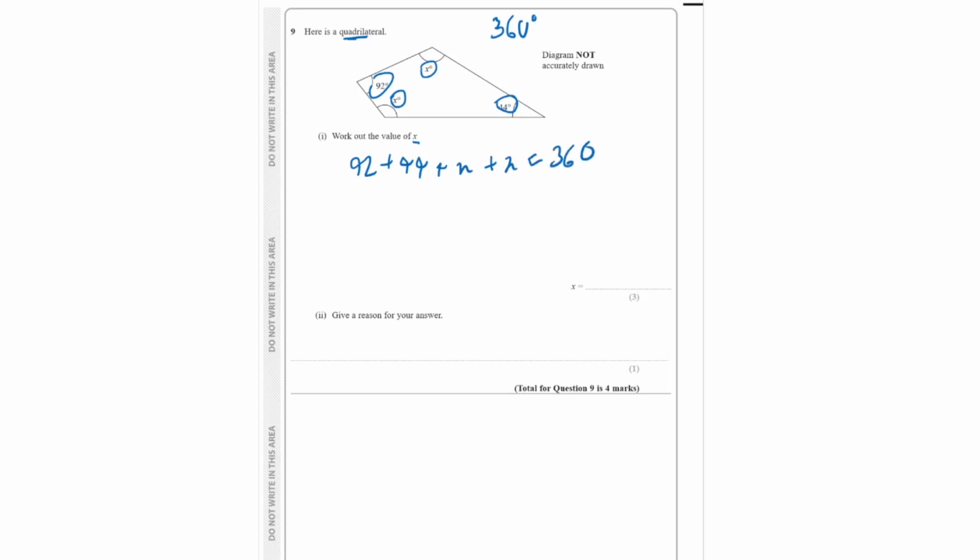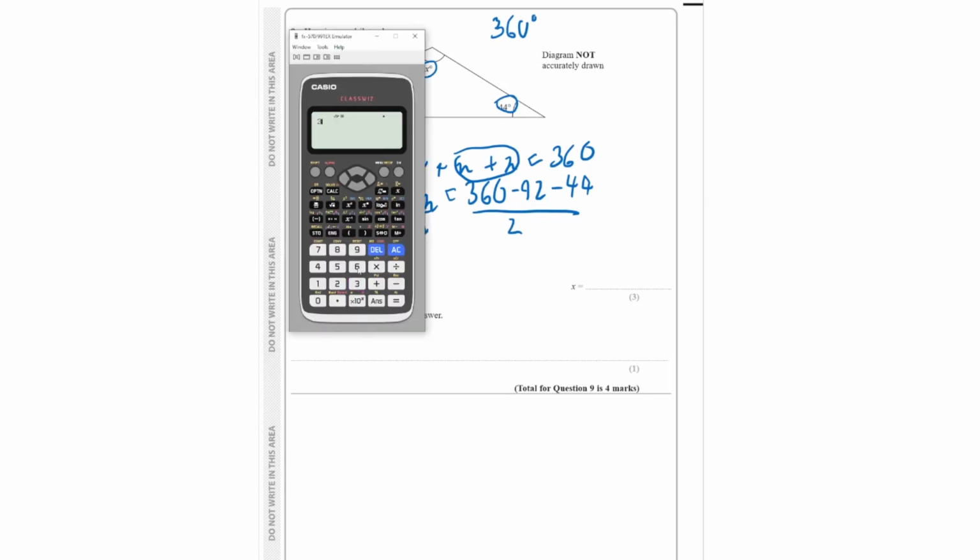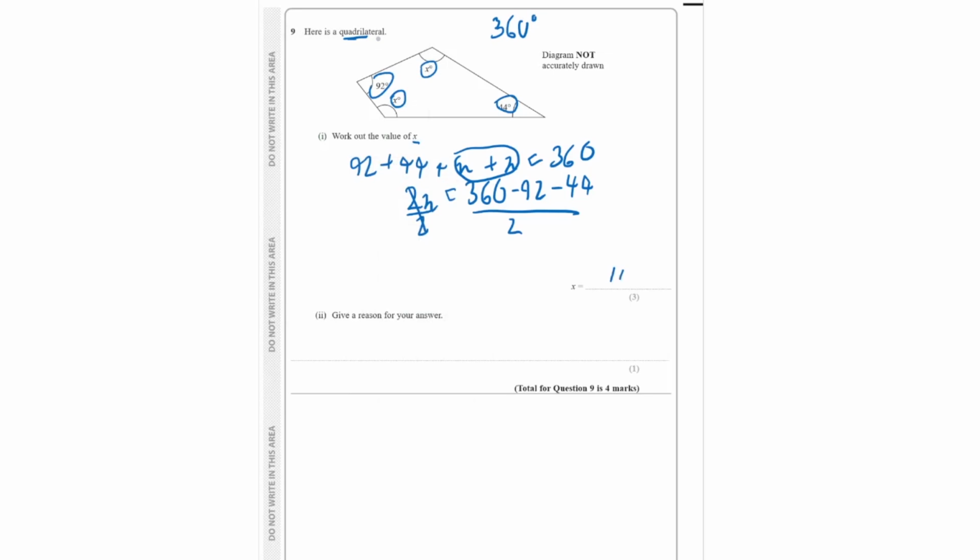Now we can actually simplify this further by combining the x into 2x, and we can bring 92 and 44 to the other side. So this is equal to 360 minus 92 minus 44. And then on top of all that, to isolate x, we divide both sides by 2, and we can find our final answer using a calculator. 360 minus 92 minus 44, then divided by 2, gives x as 112 degrees.